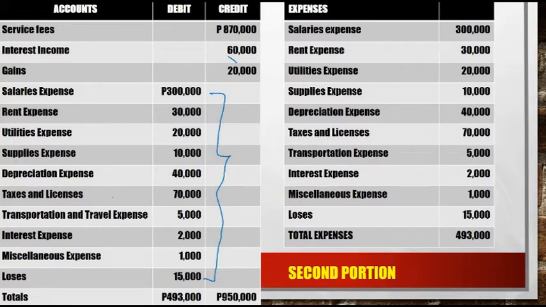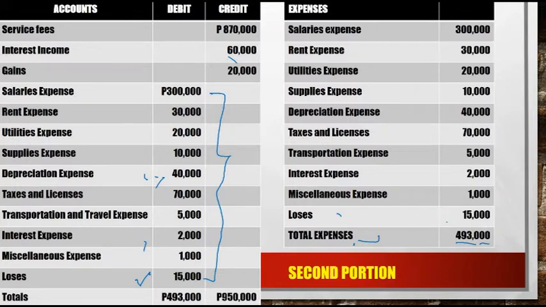So, bakit kasama si losses? Kasi nawalan ka pa rin. It is still a loss in equity. Kasi di ba ang normal balance sa equity is credit. So, kapag nag-debit, automatic pag nakita mo yun ng debit, di ba? You're going to subtract it. So, makukuha mo na si total expense. The total expense mo is 493,000. So, yun yung second portion.